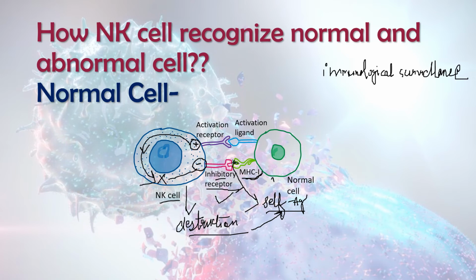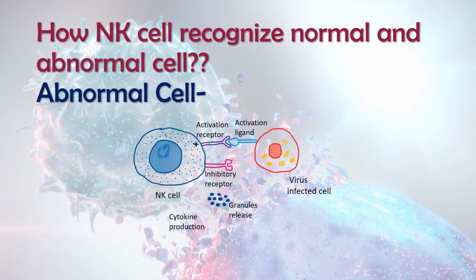So the idea behind killing the abnormal or infected cell is that an abnormal cell either fails to express self MHC I molecules, or MHC I molecules could not be expressed on its surface during infection. Now let's see what will happen if the NK cell comes across an infected or abnormal cell, that may be a virus infected cell. So here this is a virus infected cell.